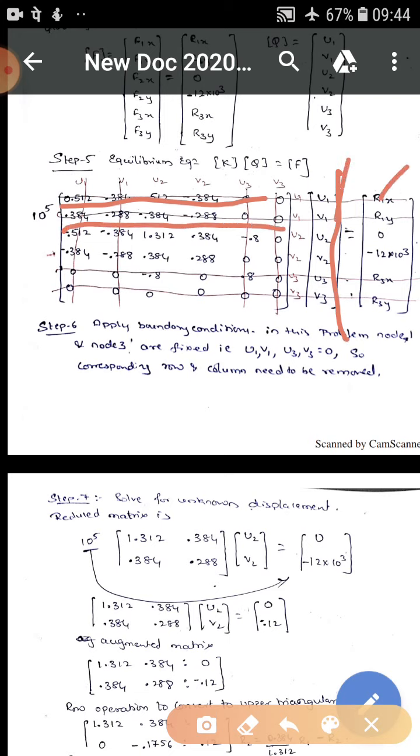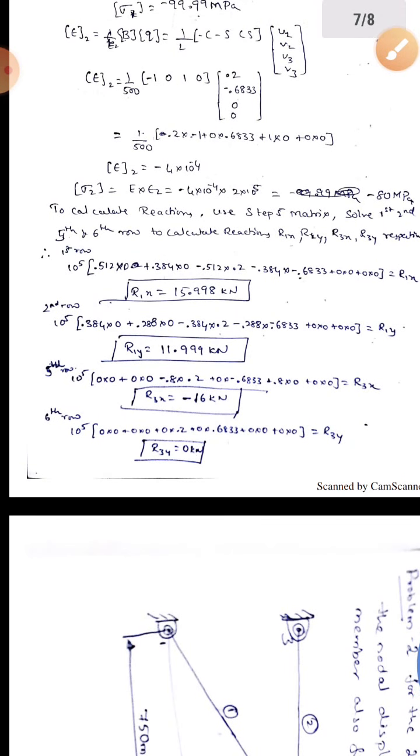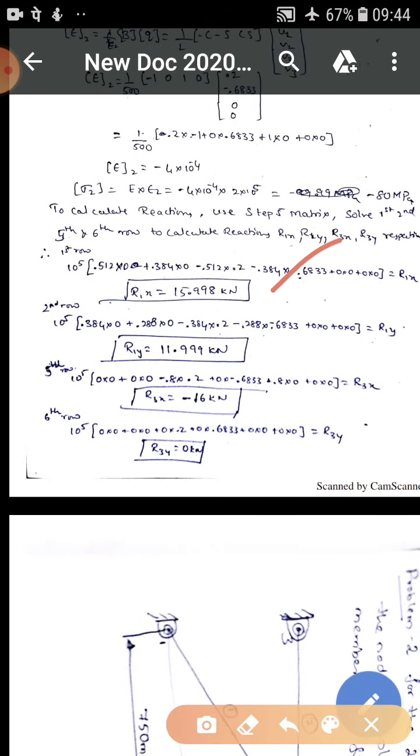Multiply the second row with this column, you will get R1y. Multiply the fifth row with this column, you will get R3x. Multiply the sixth row with this column, you will get R3y. This step I have written only. So R1x, R1y, R3x and R3y.